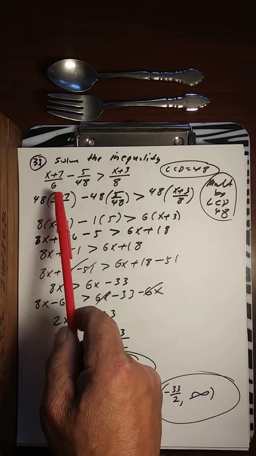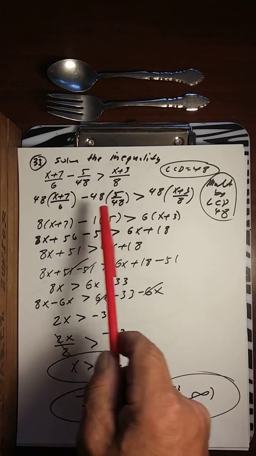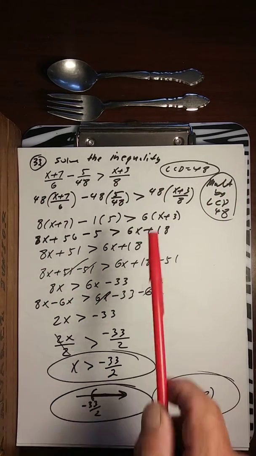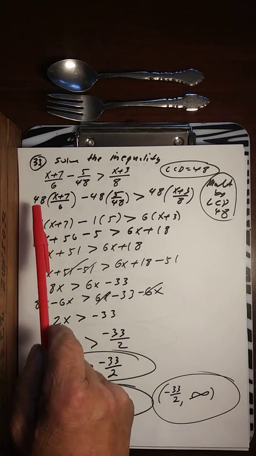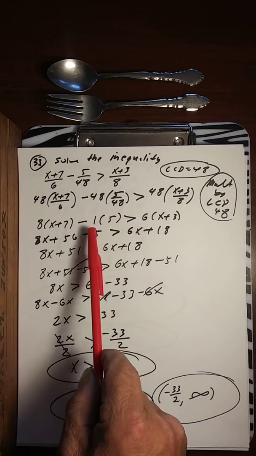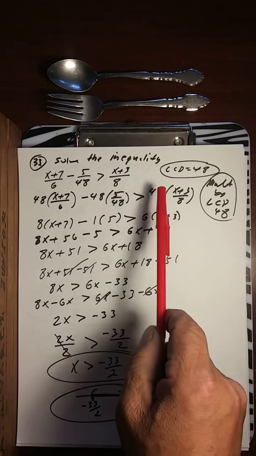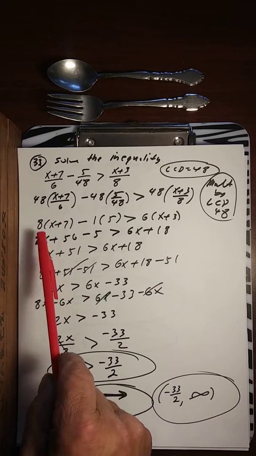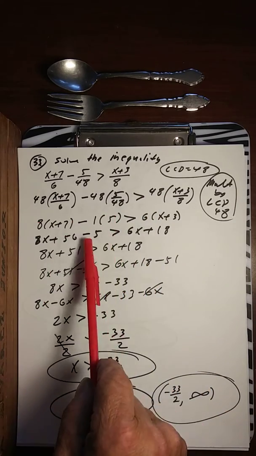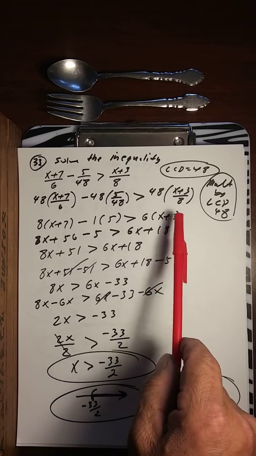Another inequality. The LCD is 48. So multiply everything by 48, all the way across. So 6 divides 48, 8. 8 divides 48 once. And 8 divides 48, 6. So now we have this, since this is 8x, that's 56, minus 5. And this is going to be 6x, 18.